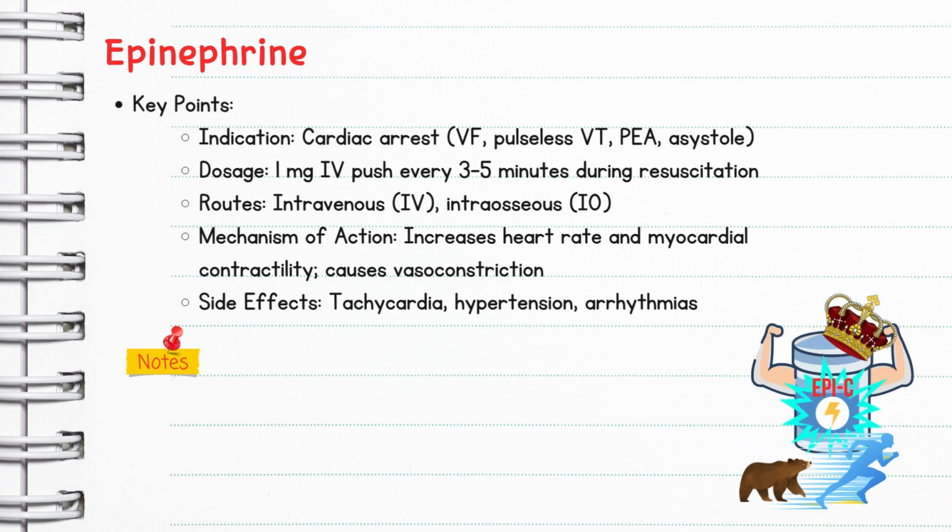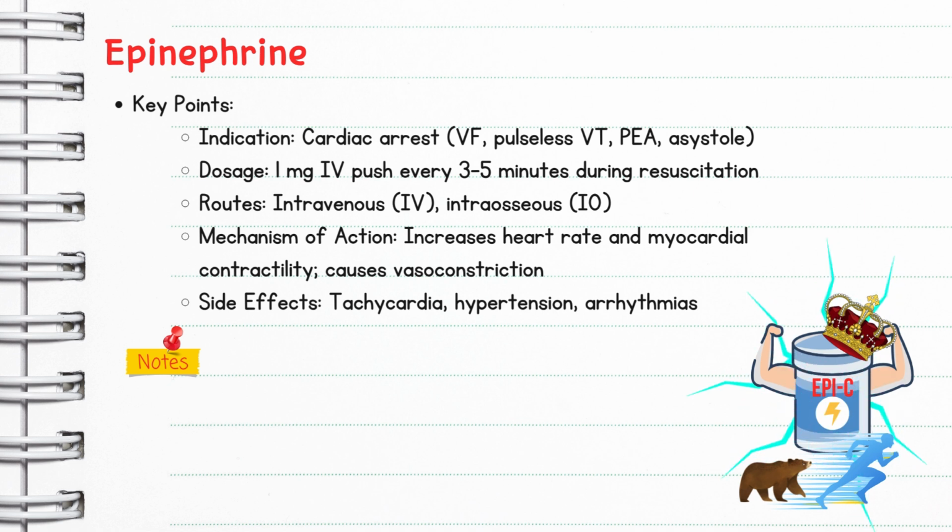So let's get started with epinephrine. Epinephrine is one of those super important medications in ACLS. It's like your number one med, right? And it's primarily used during cardiac arrest scenarios such as VFib, VTAC, pulseless electrical activity, PEA, and asystole. The recommended dosage is 1 milligram administered via IV or intraosseous IO every 3 to 5 minutes during resuscitation efforts.